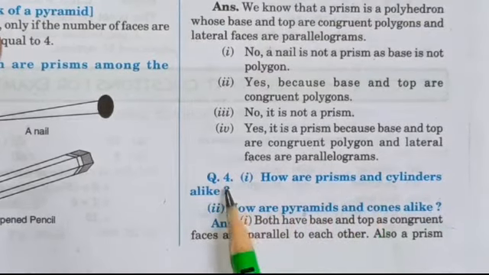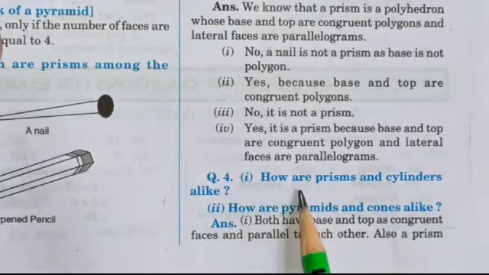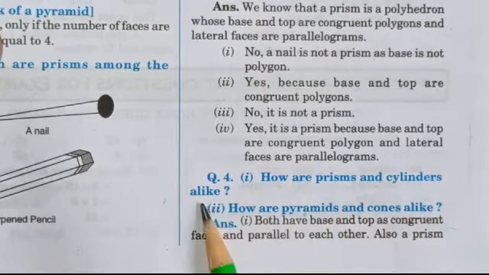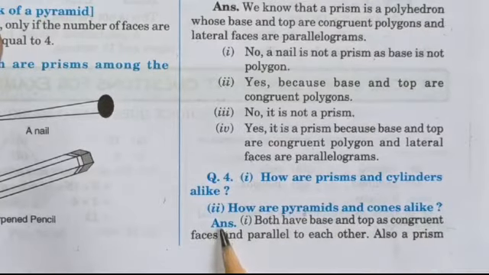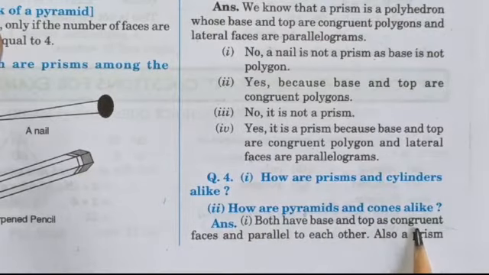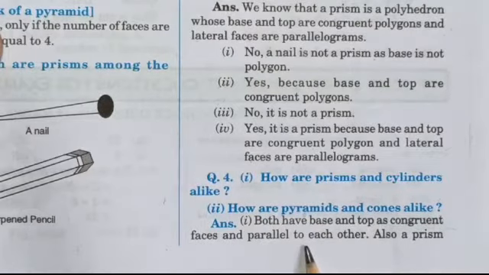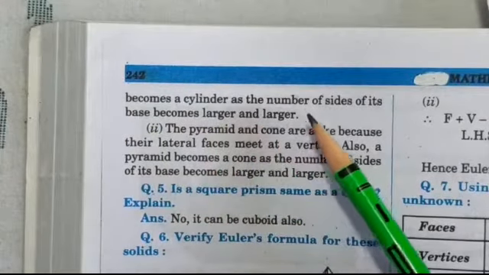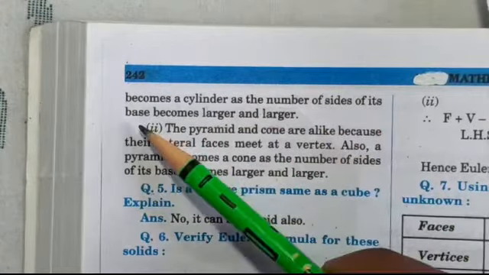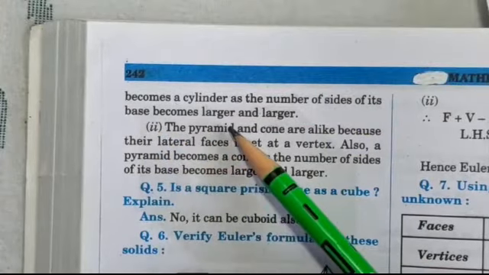Now question number 4, Roman number 1. How are prisms and cylinders alike? Roman number 2. How are pyramids and cones alike? Now answer Roman number 1. Both have base and top as congruent faces parallel to each other. Also a prism becomes a cylinder as the number of sides of its base becomes larger and larger.